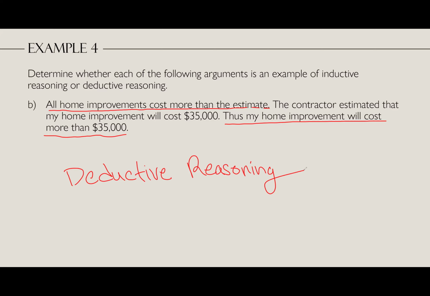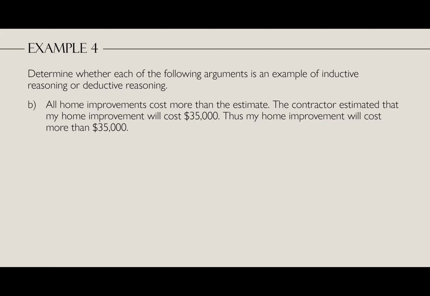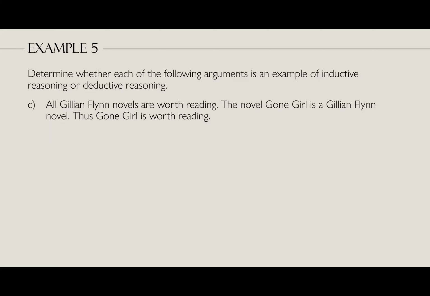Now let's go ahead and look at my last one for this lecture series. Let's look at part C. Part C says all Gillian Flynn novels are worth reading. The novel Gone Girl, if you've seen the movie, or read the book, both either great, is a Gillian Flynn novel. Thus, Gone Girl is worth reading. So, we gotta think, did I have a general idea and then it led me to a conclusion? Or did I have very specific data that led me to my conclusion?